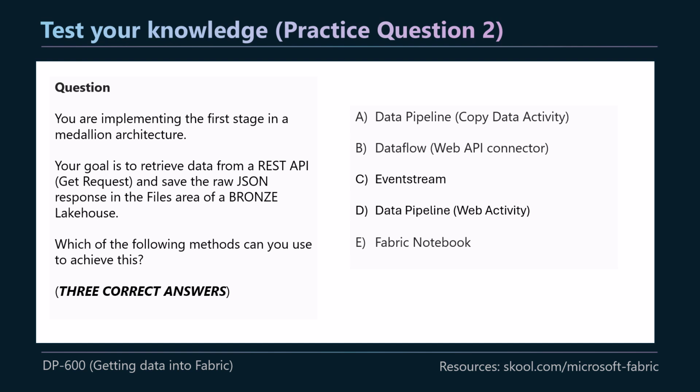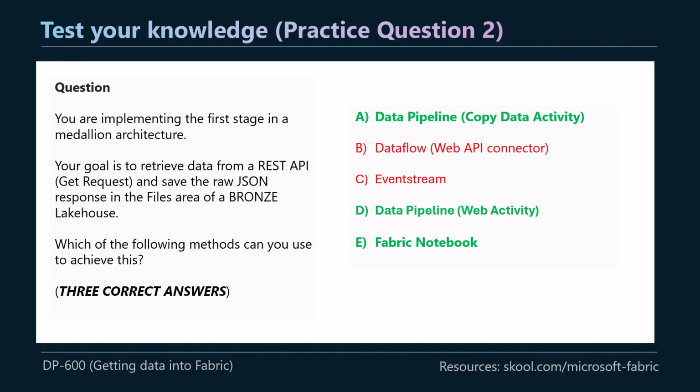Which of the following methods can you use to achieve this? Now there's 3 correct answers here. Is it A, the data pipeline copy data activity, B, the data flow with the web API connector, C, the event stream, D, the data pipeline web activity, or E, the Fabric notebook? So there's 3 methods here: A, the data pipeline copy data activity, D, the data pipeline web activity, and E, the Fabric notebook.